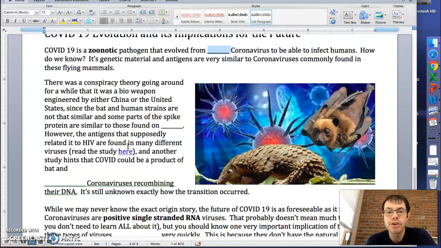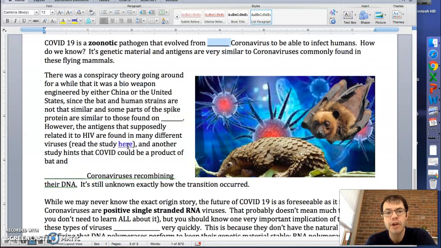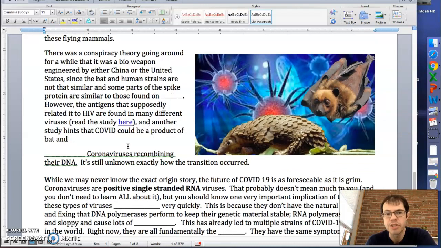Now, you may have heard a conspiracy theory going around for a while that it was a bioweapon engineered by China, or even the United States. There was a counter rumor probably generated by China after we generated the rumor about them. But since the bat and human strains are not actually that similar, they were like, how did it make this jump, right? It's not A to B, it's A to C. Where's B?